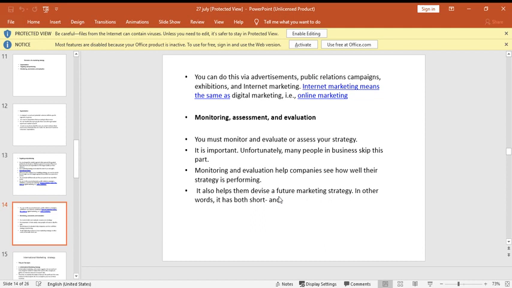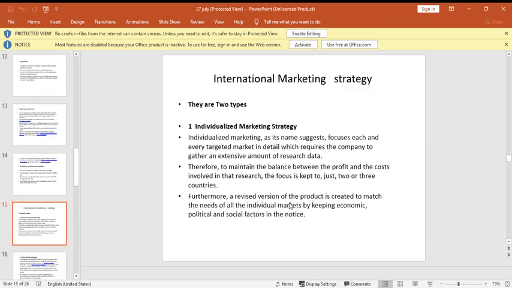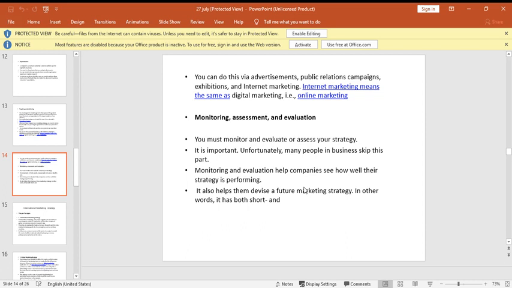In other words, it has both short and long-term notice. That is, a revised version of the product is created to match the needs of all the individual markets by keeping economic factors in mind. That is, it also helps them devise a future marketing strategy. In other words, it has both short.